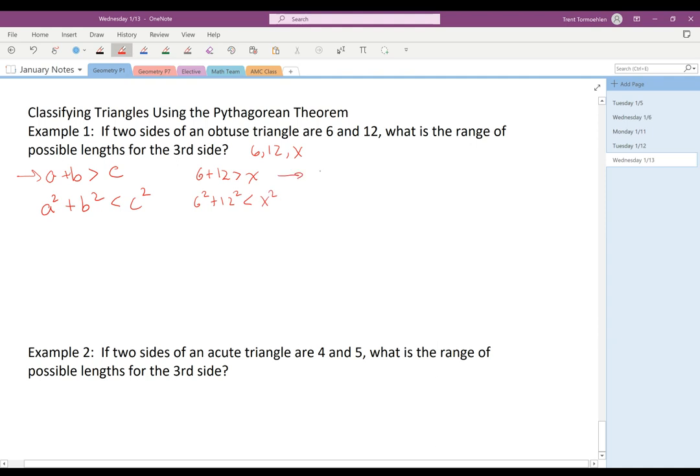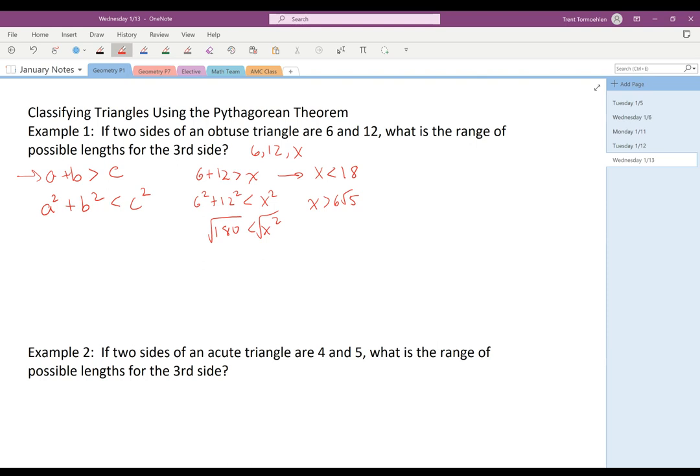So solving these out, this gives us that x is going to be less than 18. This one, you're going to get 180 when you do 36 plus 144, and that's got to be less than x squared. So when I take the square root of both sides, I find out that x has to be greater than the square root of 180, which is the same as 6 root 5. So if x is greater than 6 root 5 and less than 18, then we would be talking about an obtuse triangle. If it was greater than 18, then it wouldn't be a triangle at all, so we couldn't classify it.